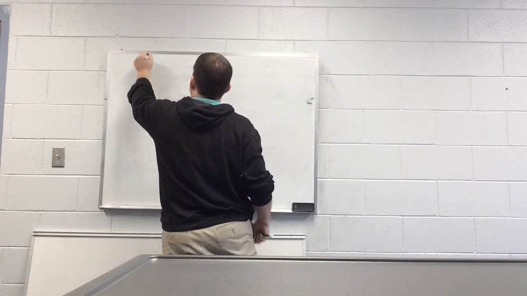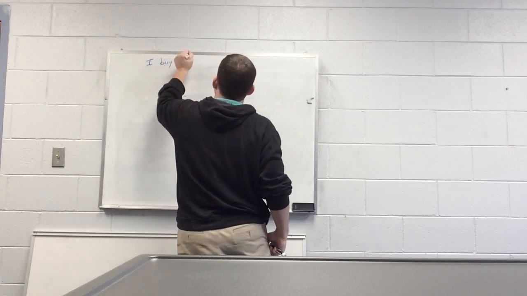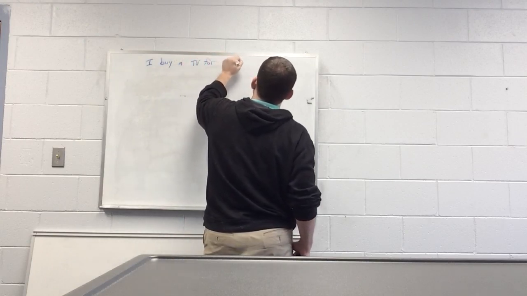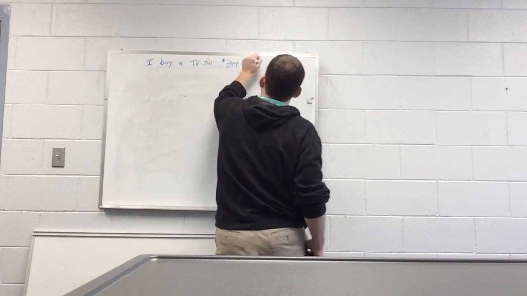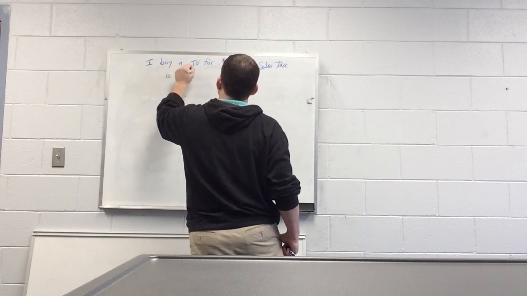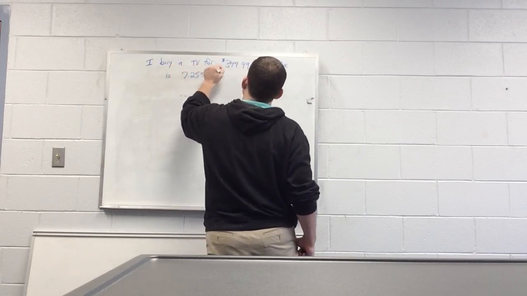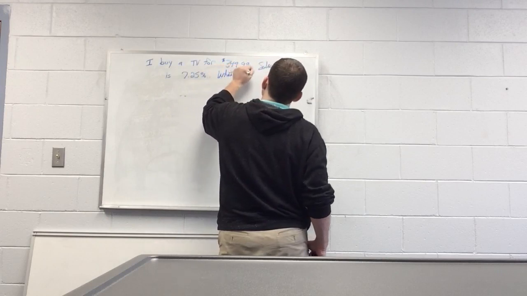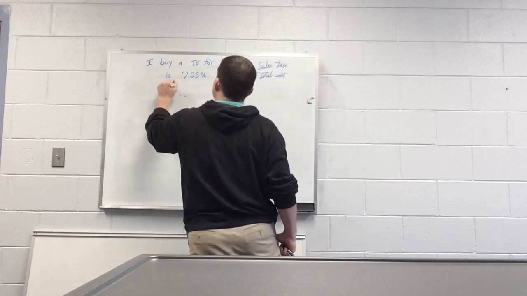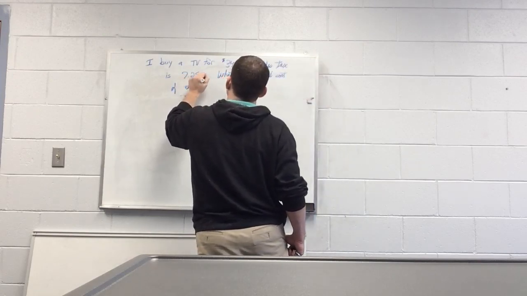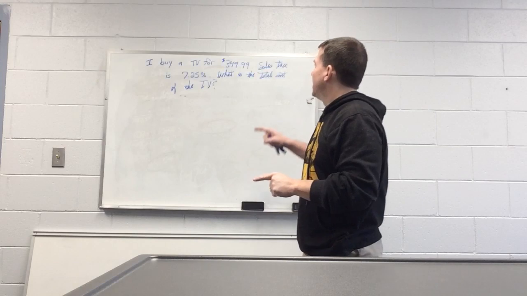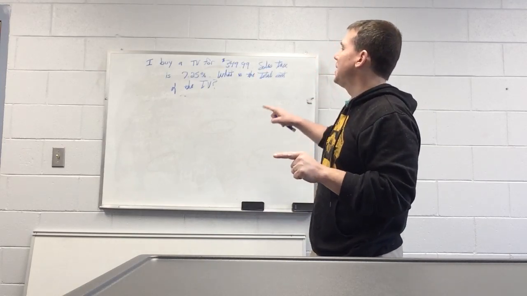How about this? I buy a TV for $349.99. Sales tax is 7.25%. What is the total cost of the TV? And again, we think about it. Well, okay, where does the total cost of the TV come from?